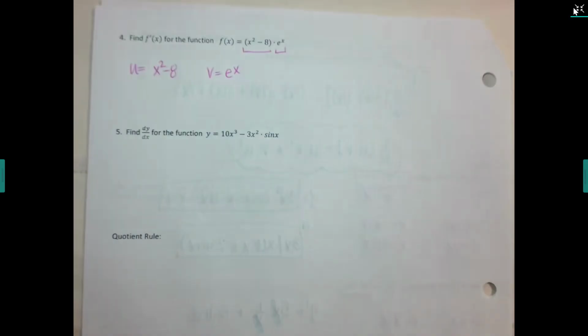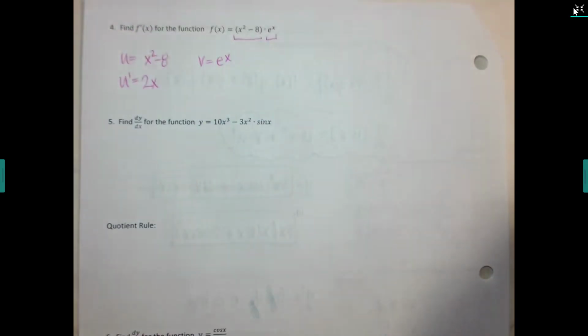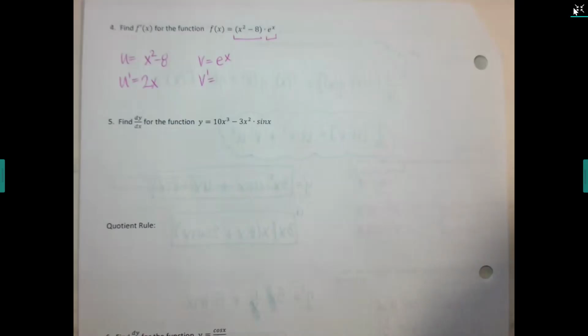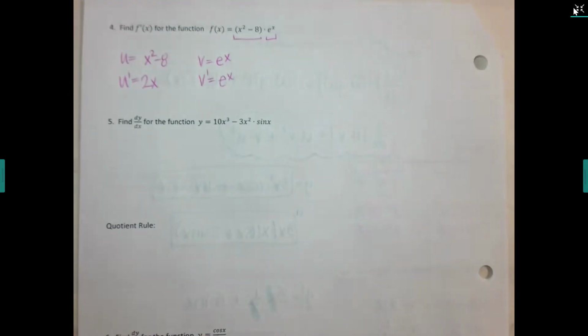My u is an x squared minus 8. I'm multiplying that with an e to the x. Then we're going to take both of those derivatives. What would u prime be? 2x, yes. Minus 8 would go away. What about v prime? E to the x, the derivative is still e to the x again. Very good. Then go ahead and write your derivative.